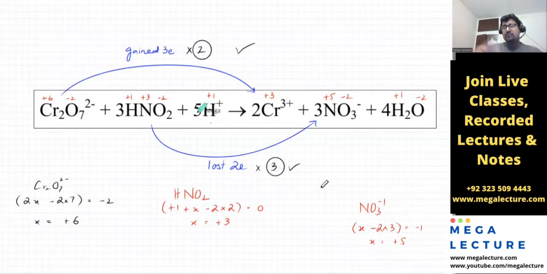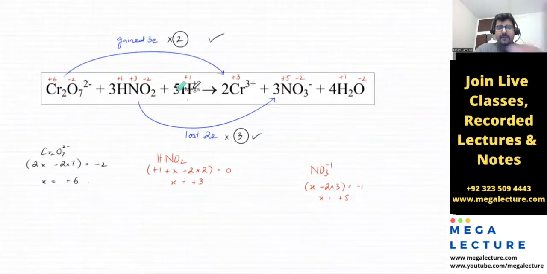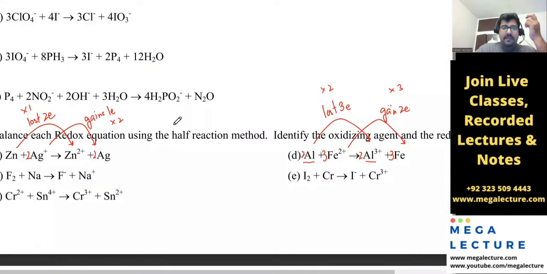The first thing is you balance the number of electrons gained and lost. Once you've done that, then just balance the rest of the atoms in the normal conventional way. Is this clear? This balancing clear? Shan, Umar, see. Clear?